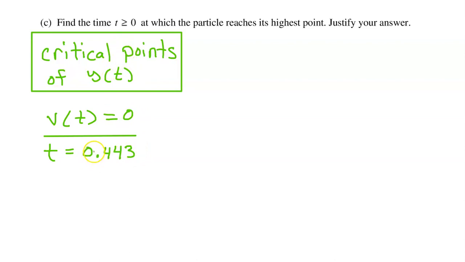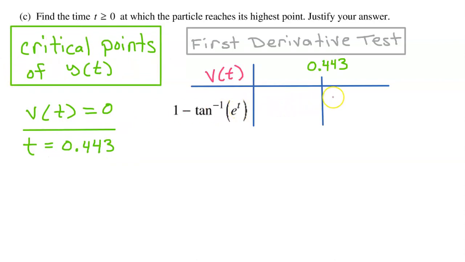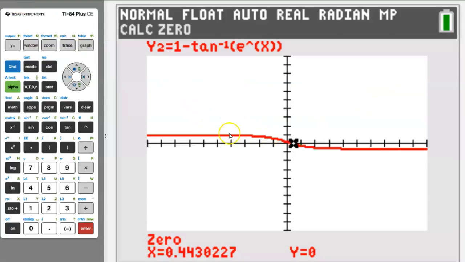If this turns out to be the location of a relative max, it will also be the location of the absolute max. So how can we tell if this critical point is the location of a relative max, a relative min, or neither? Our favorite tool for identifying the location of a relative max or a relative min is the first derivative test. So let's make a sign chart of velocity and see what happens at the critical value. From the graph, we can see that velocity was positive on the left and negative on the right as it goes from above the x-axis to below the x-axis.